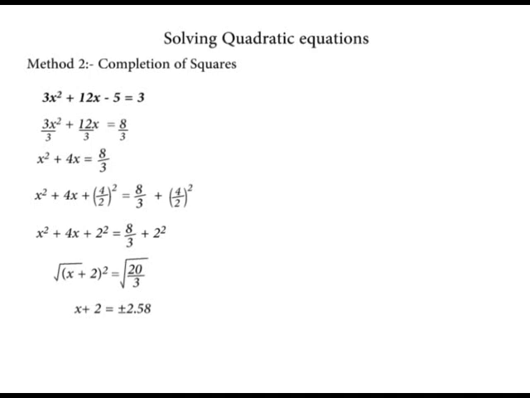If we take the positive, x plus 2 will be equal to 2.58 and x will be equal to 0.58. If we take the negative, x plus 2 is equal to minus 2.58 and therefore x is equal to minus 4.58.